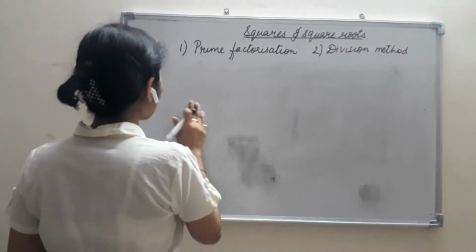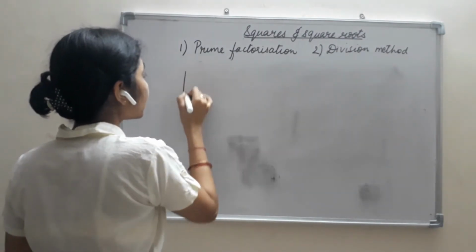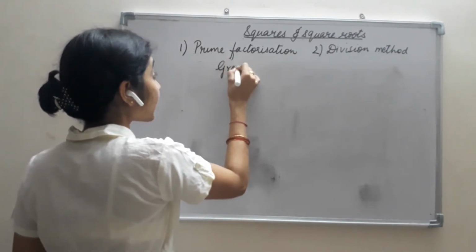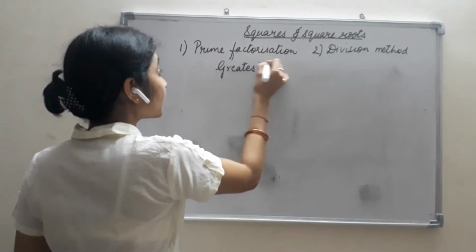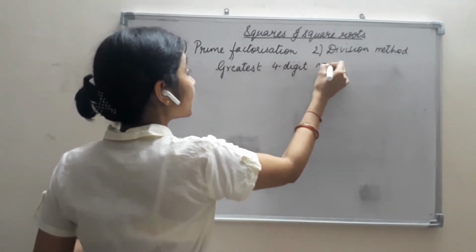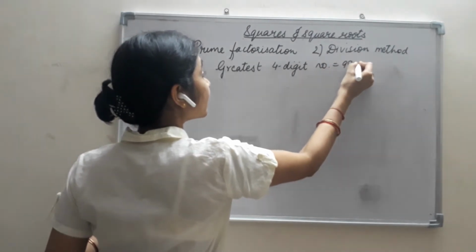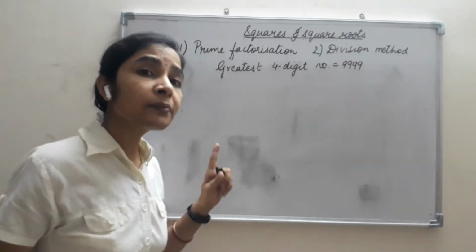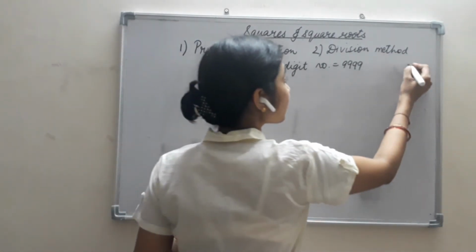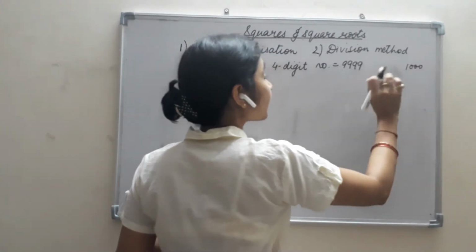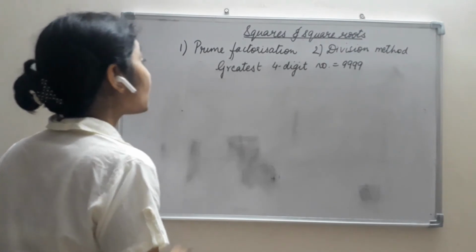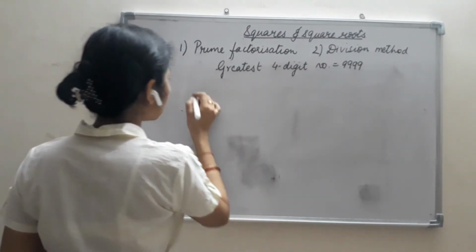So this method is applicable there. See, if I am asked which is the greatest 4-digit perfect square number, then I know that the greatest 4-digit number is, this you have done in your previous class, 9999. Okay, and which will be the smallest 4-digit number? Yes, 1000, because before that I am having 999, which is the greatest 3-digit number.